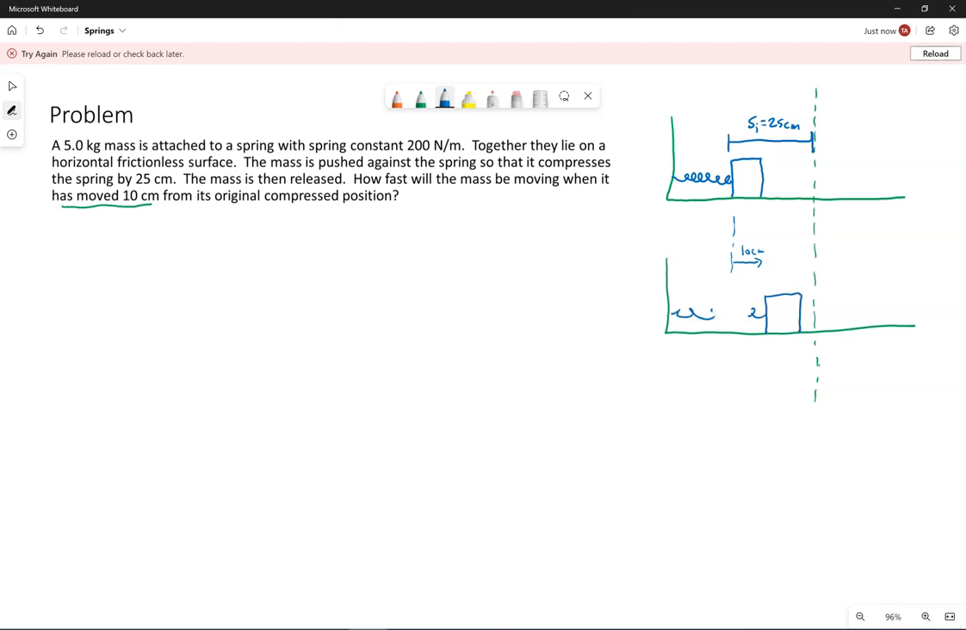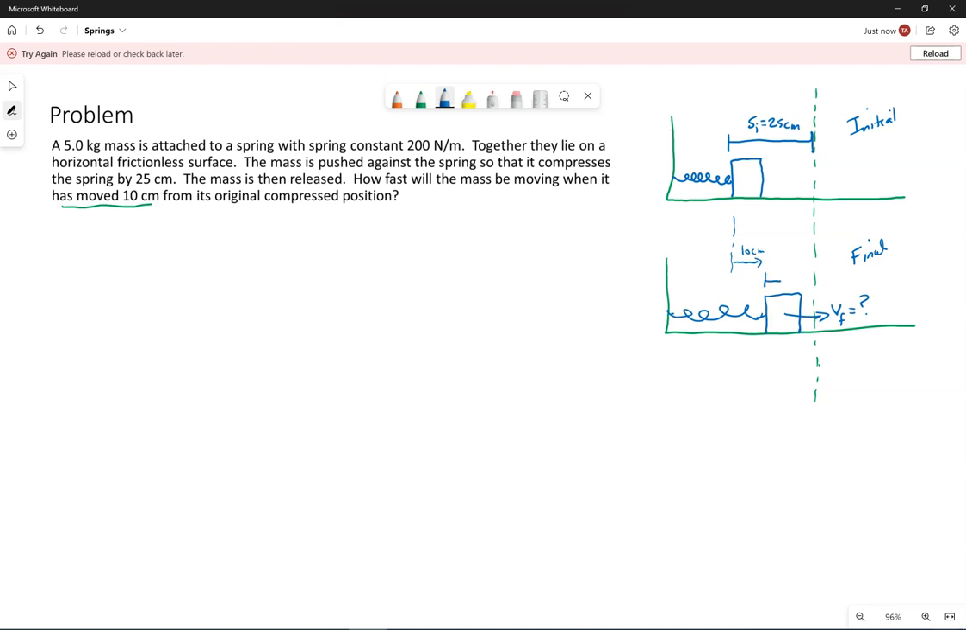Sorry, that's a terrible spring. Not much better, but that's okay. So we want to know this speed right now. I'm going to call that V final, simply because I know initially I compressed the spring 25 centimeters. Final is the moment at which I'm trying to find this final speed.